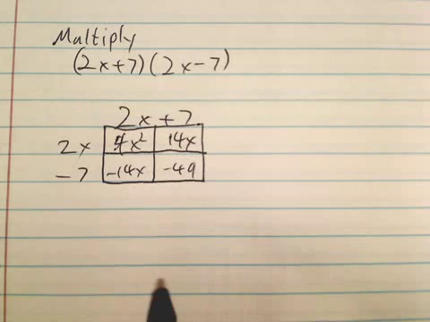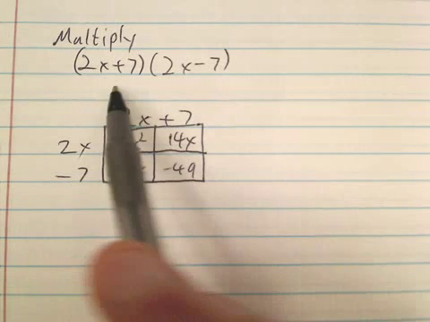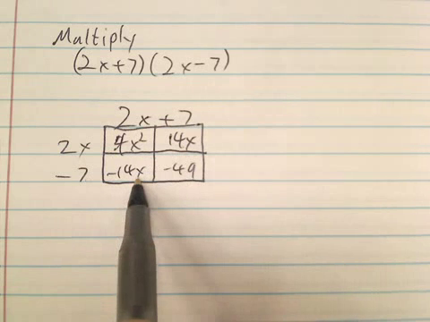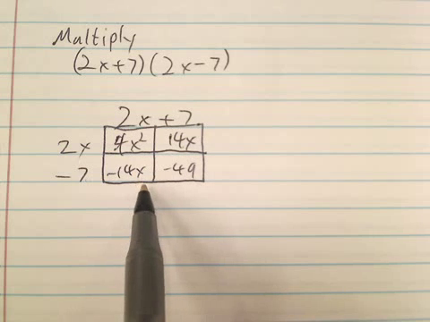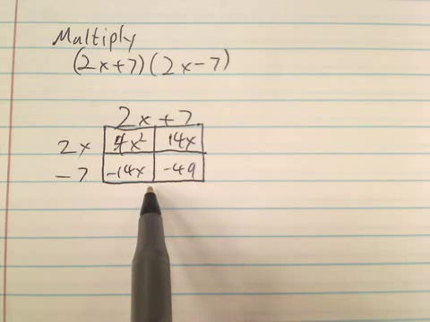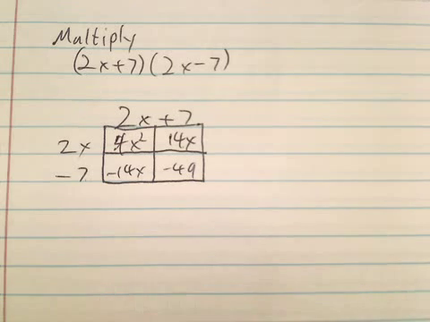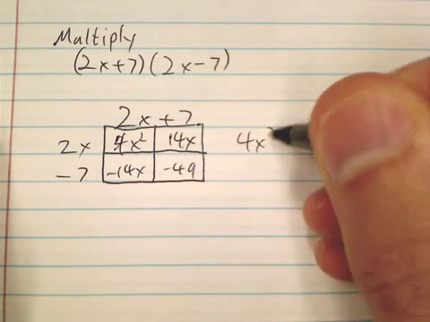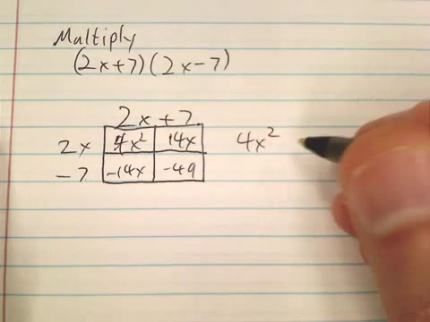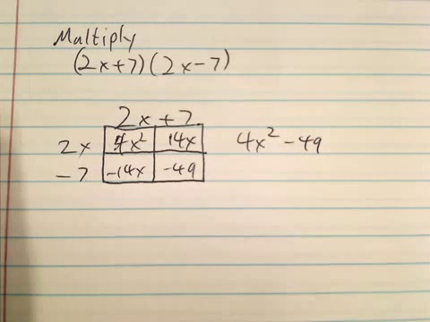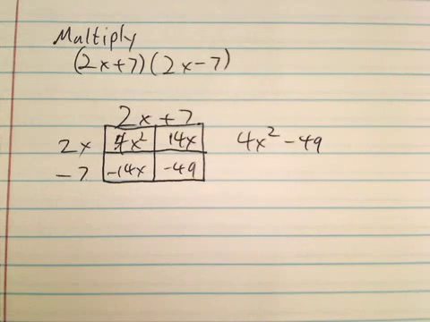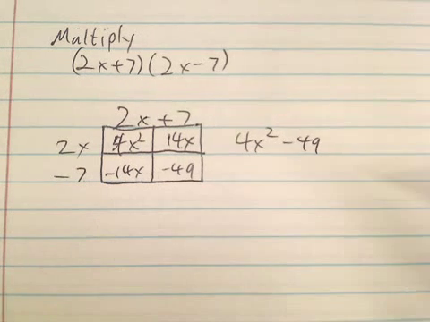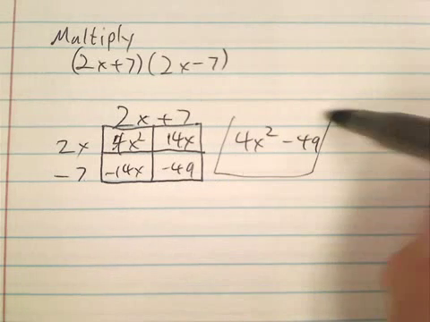So what happens here when you have two binomials that are the same, but just the sign's different? I get 14x and negative 14x. And those two will always be opposites because it's positive and negative, the same things I'm multiplying. So those will always cancel out. So what's left is 4x squared minus 49. Okay, so the 14x minus 14x, those went away. So here is my final answer.